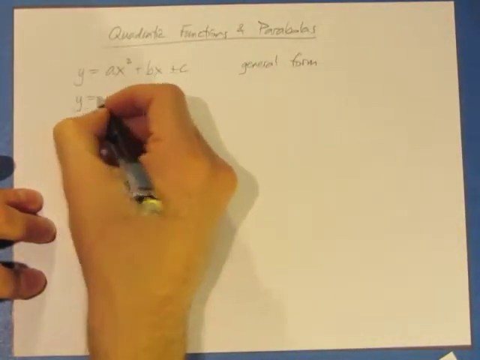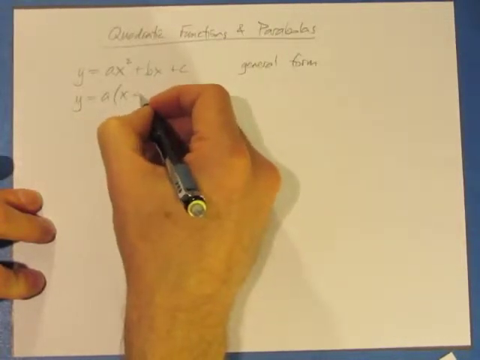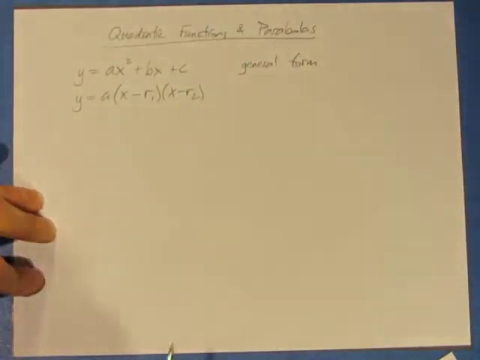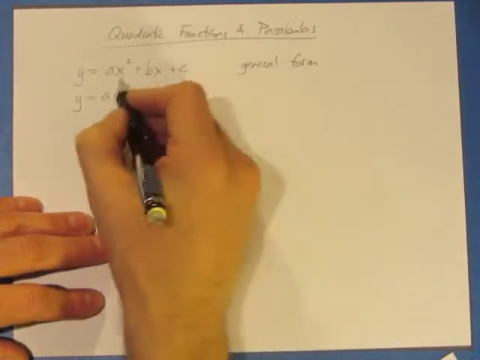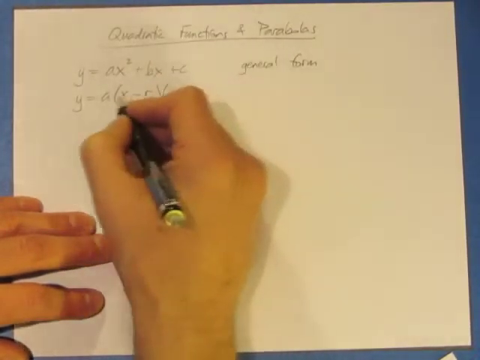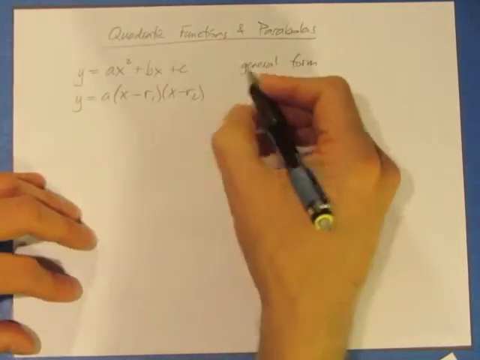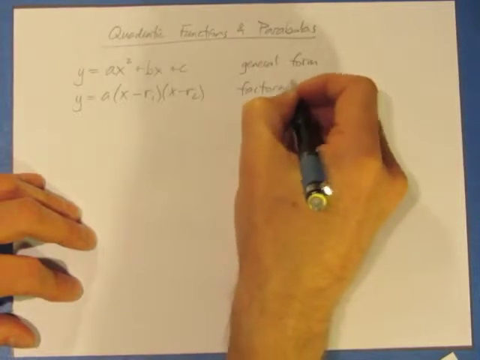The second form is y equals a times (x minus r1) times (x minus r2). This all should be familiar to you from Algebra 2, so we're just kind of reviewing here. If you take the general form and then you factor it, you might get this, right? x minus something times x plus something, maybe. And because we factored, we call this the factored form.